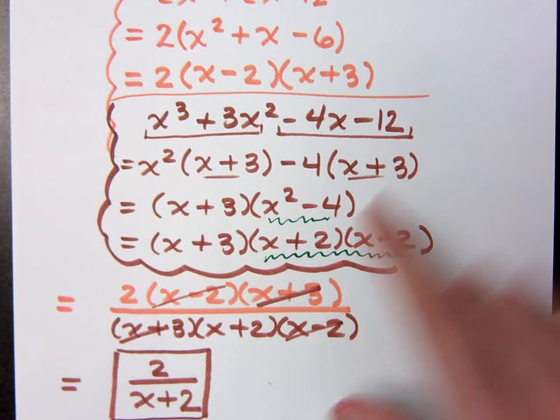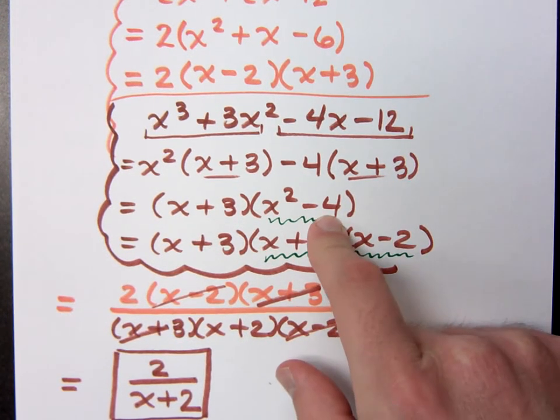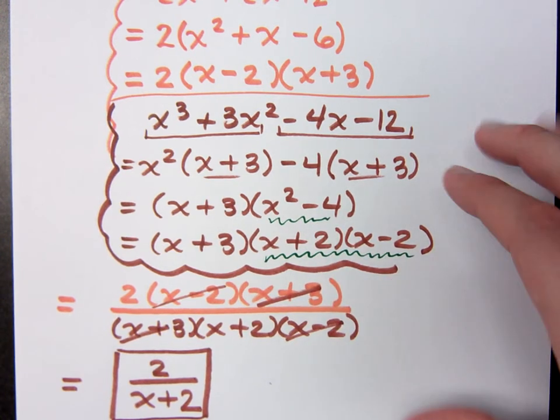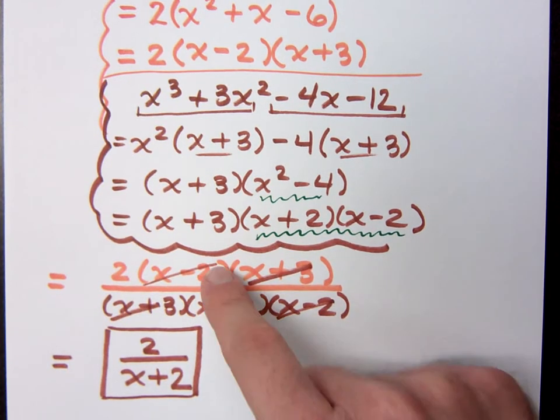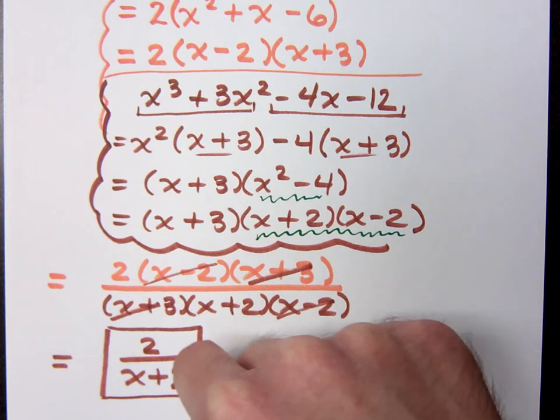Right. If this had been x squared minus 3 or x squared minus 5, something that's not a square, I wouldn't have been able to finish it this way. But I do finish factoring these as far down as possible, and I cancel the common factors, and I end up with 2 over x plus 2.